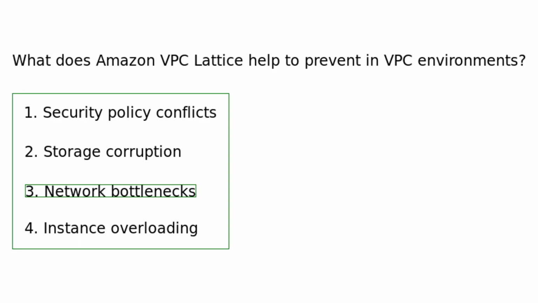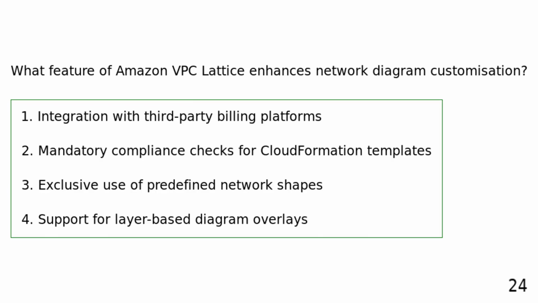Amazon VPC Lattice helps to prevent network bottlenecks in VPC environments by providing direct communication paths within the mesh network for efficient traffic flow. What feature of Amazon VPC Lattice enhances network diagram customization? Integration with third-party billing platforms. Mandatory compliance checks for CloudFormation templates. Exclusive use of predefined network shapes. Support for layer-based diagram overlays.